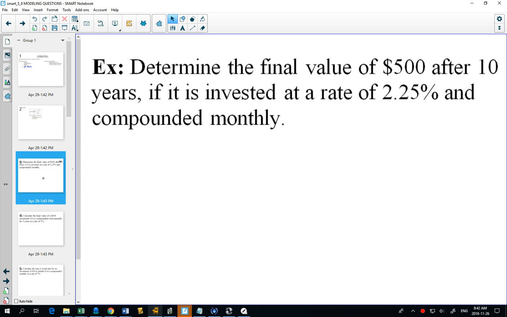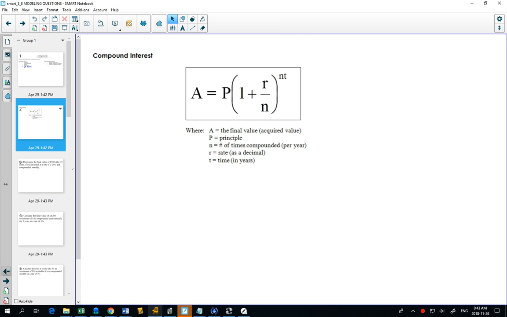But to start off, there's some straightforward questions. Find the final value of $500 after 10 years if it's invested at a rate of 2.25% interest and compounded monthly. One of the things in the exponents and logarithms unit is you can get a word problem from any situation. There's no formulas on your formula sheet, and what they'll do is they'll give you a question like this and then add this formula to the question and explain what everything means. So you have to be able to interpret a formula and know where to put everything in.